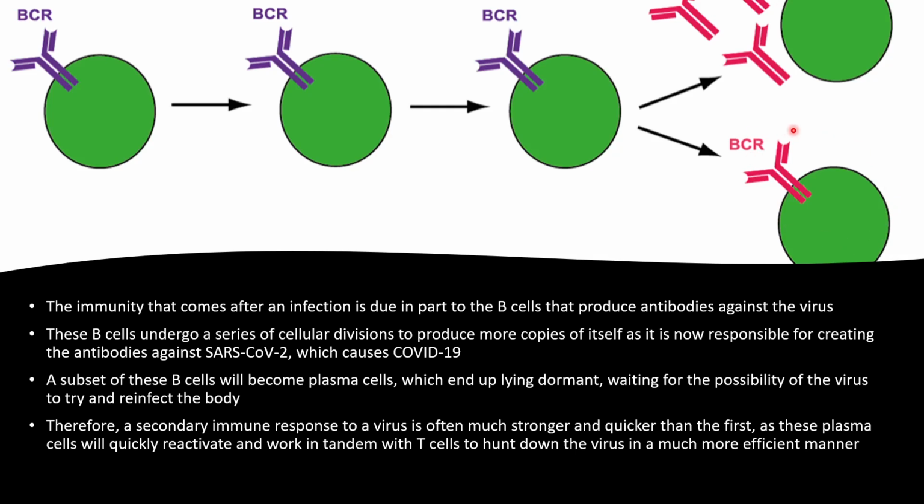But then they'll make what we call a plasma cell, and these are actually still B cells, but the reason we call them plasma cells is because these guys will lie dormant after an infection has even been cleared, and they will wait for the possibility of the virus to come in and reinfect the body. So this is how our immunity is actually built from the virus.